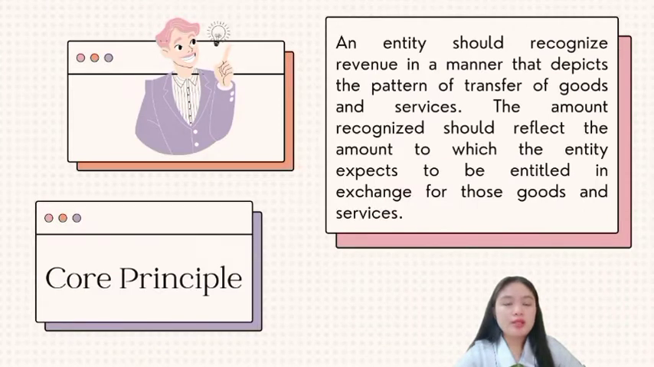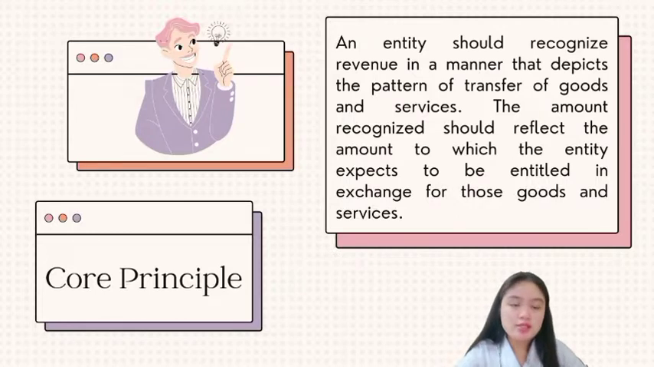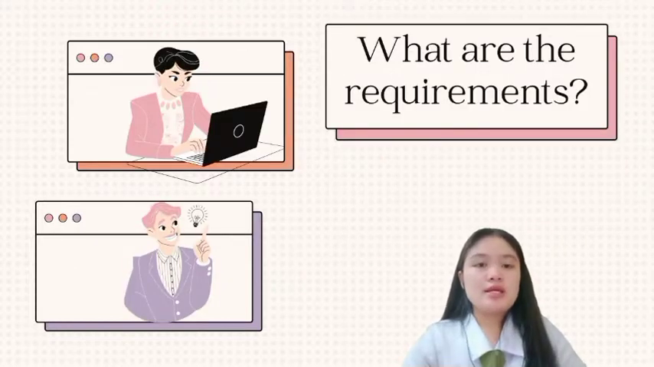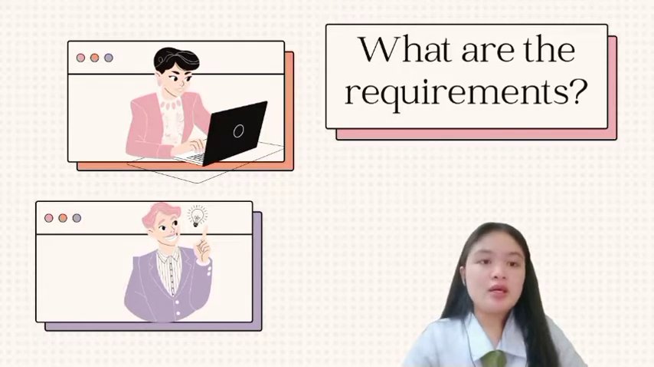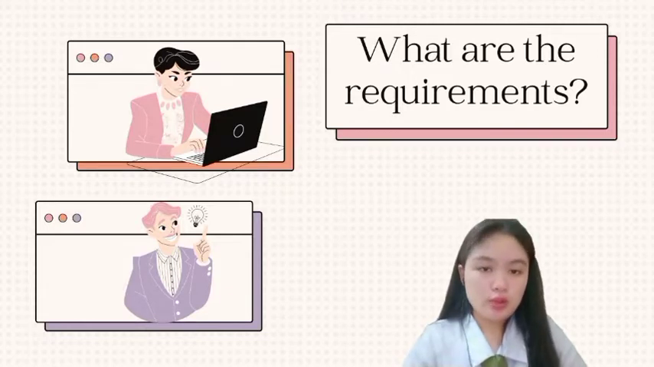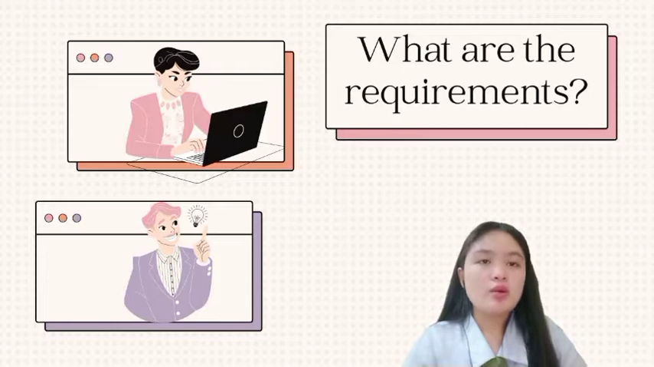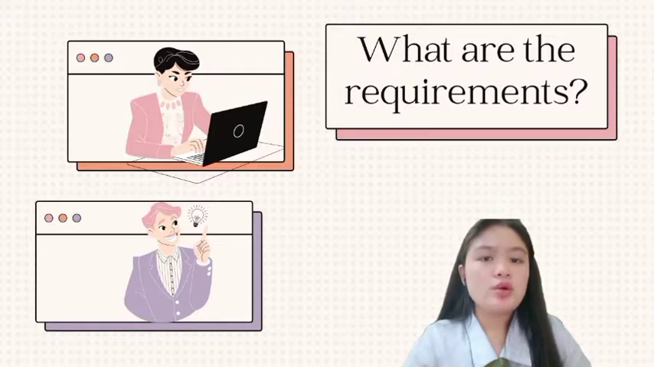The core principle underlying the new model is that an entity should recognize revenue in a manner that depicts the pattern of transfer of goods and services. The amount recognized should reflect the amount to which the entity expects to be entitled in exchange for those goods and services. In order to meet the core principle, IFRS 15 adopts a 5-step model. The absolutely essential thing that IFRS 15 does is introduce a 5-step model for revenue recognition. If you want to determine how and when to account for revenue in your particular situation or transaction, all we need to do is go through this model.